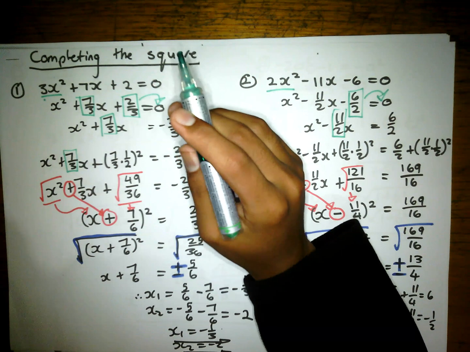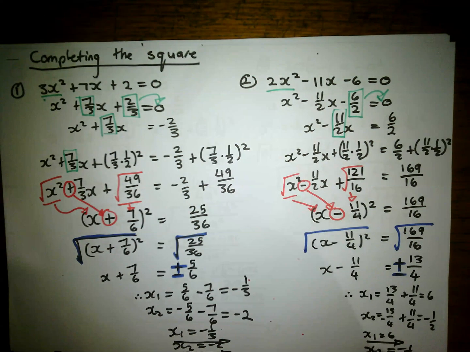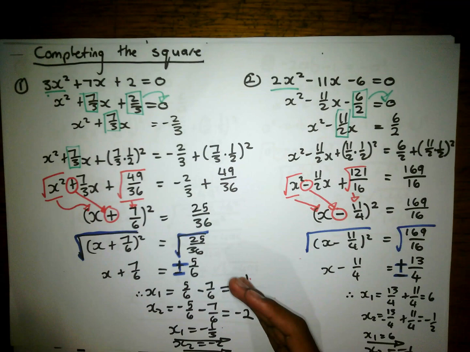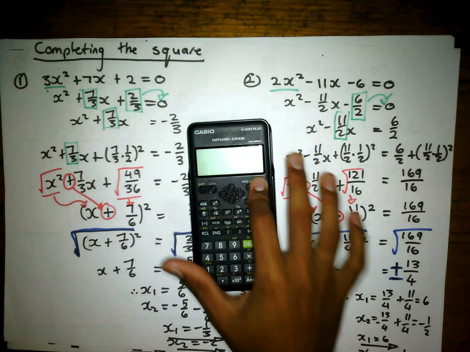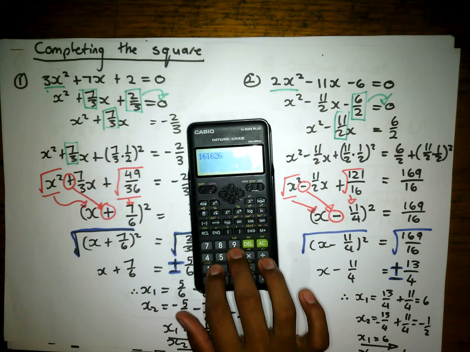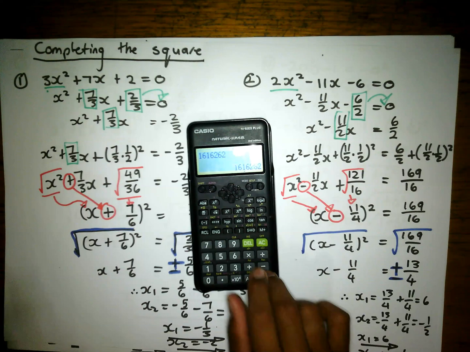Yes, I did that one. Yes, I hear what you are saying, but completing the square is the manual way. With that formula, you would use your calculator. You would type it all in here, press equal, and you get your answer. But here you must do it manually.